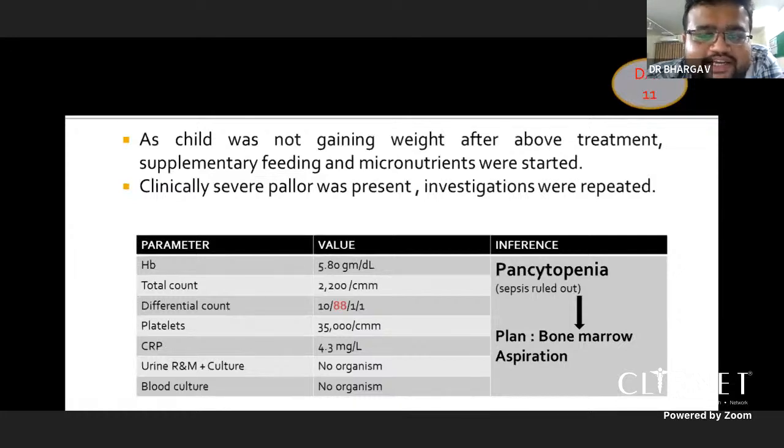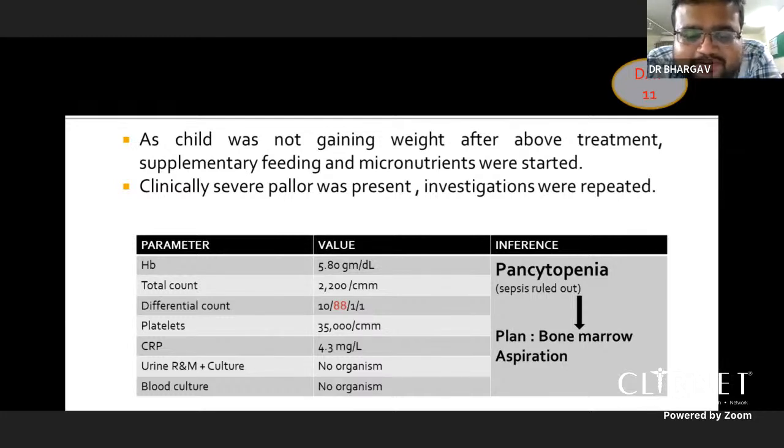As the child was not gaining weight even after the above treatment, supplementary feeding and micronutrients were started. Clinically, severe pallor was present, so the investigations were repeated on the 11th day of admission. The parameters showed hemoglobin of 5.8 gram per deciliter with total count of 2,200, which was 88% lymphocytic predominance, and platelets were 35,000 per cubic millimeter. Along with the other parameters, CRP, urine culture and blood culture were negative.